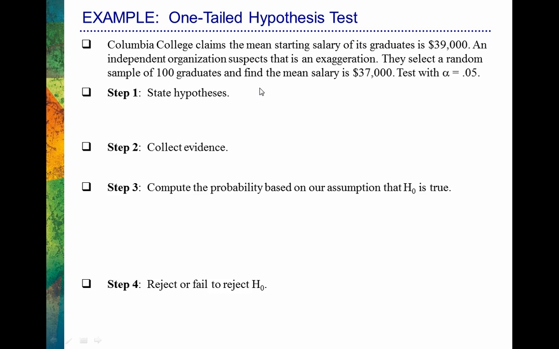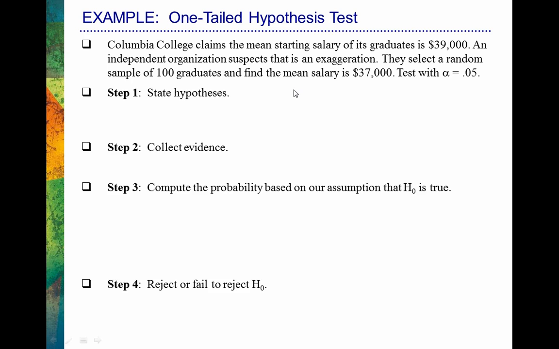So let's remind ourselves of this situation. Columbia College claims the mean starting salary of its graduates is $39,000. An independent organization suspects that that is an exaggeration. They select a sample of 100 graduates and find the mean salary equals $37,000. We want to test to see if there are statistically significant differences between these values using an alpha of 0.05.